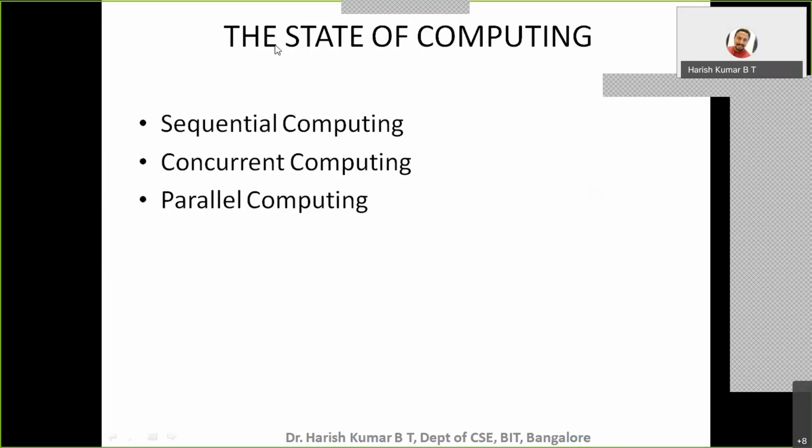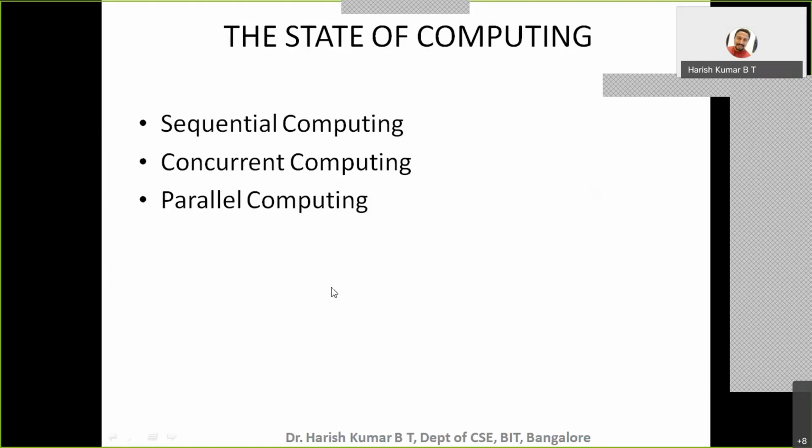Now, when compared to sequential computation, the throughput of concurrent computation is much faster. And if you take parallel computing, the throughput of parallel computing is much higher than sequential or concurrent, because here you have multiple processing elements involved, and each of them is doing its task in parallel.